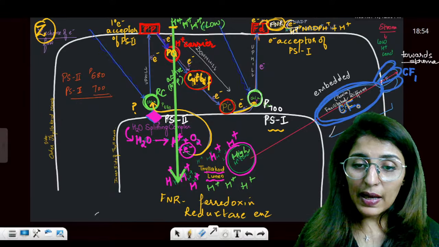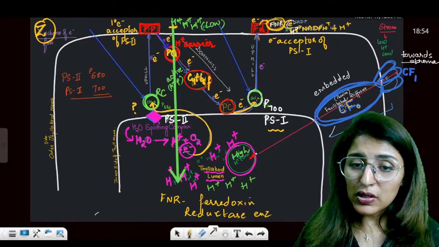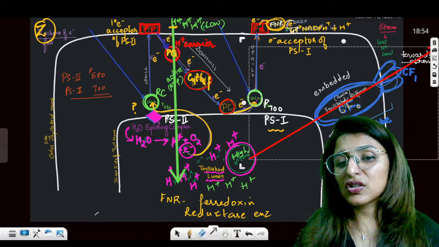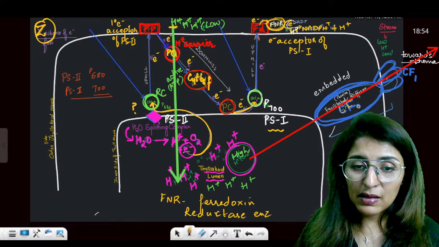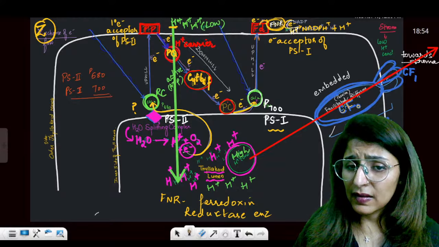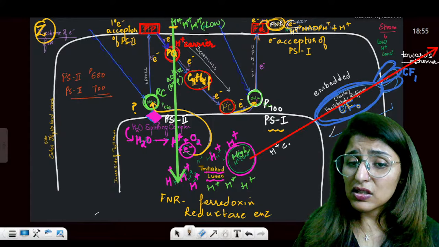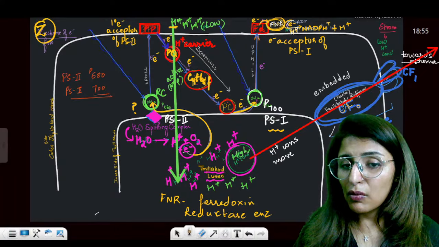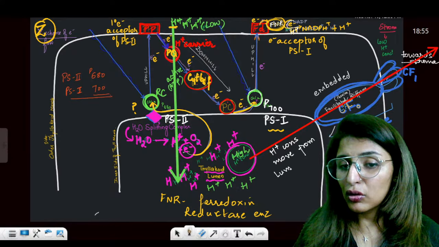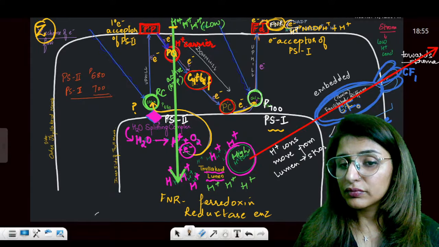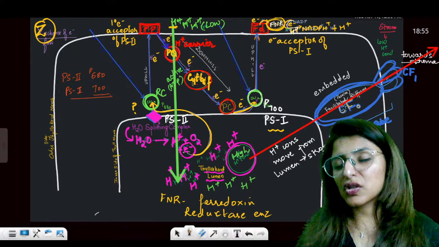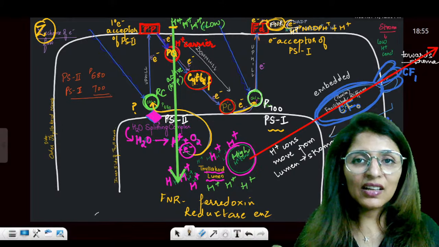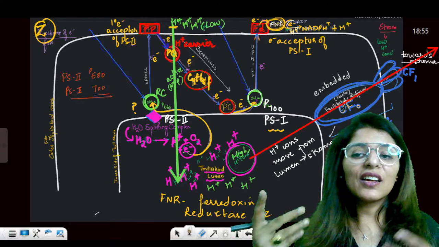Please tell me whether this will happen or not. H positive ions are more in the lumen and less towards the stroma, so from high to low concentration, the H positive ions will start moving. Obviously, H positive ions move from lumen to stroma. Yes or no? From high concentration to low concentration. If there is a gradient set, how will things move? They will automatically move along the gradient. So when they move along the gradient, we don't need any energy.